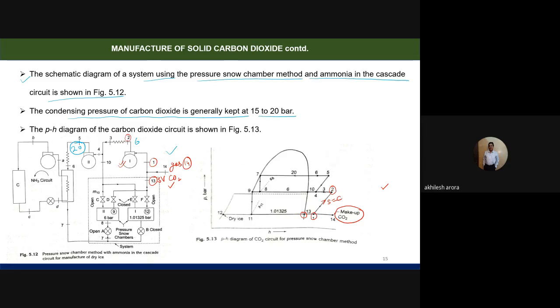So you can see here, during this process, it is Q2 to 3 which has been rejected to the surrounding. Then if you see this particular point number 7, let us focus on point number 7 now before we proceed. We have considered that the valve A is open and here the expansion takes place up to point number 8.